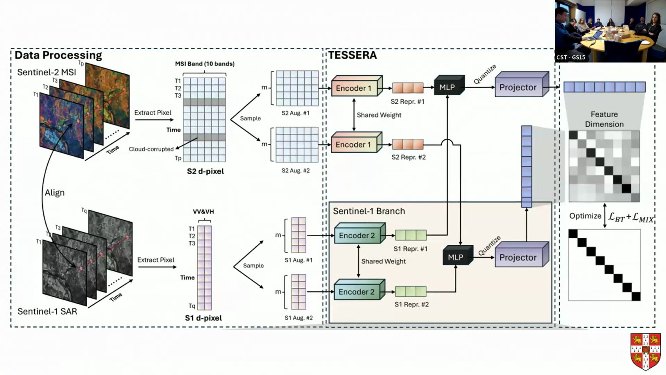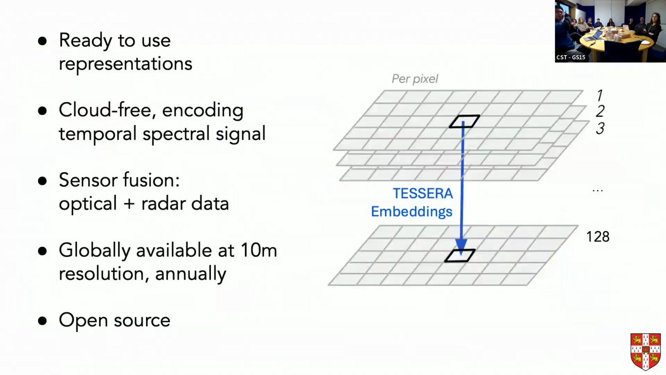So it's quite simple. And this is a summary. What TESSERA does is we provide ready-to-use representations, because right now users don't need to deal with the raw satellite images anymore. Right now they just use our representation as their data. So this is what we call the embedding as data paradigm. We provide ready-to-use representations, and also we encode the spectral and temporal signals in these embeddings, because we're not doing compositing. We still keep the temporal information.